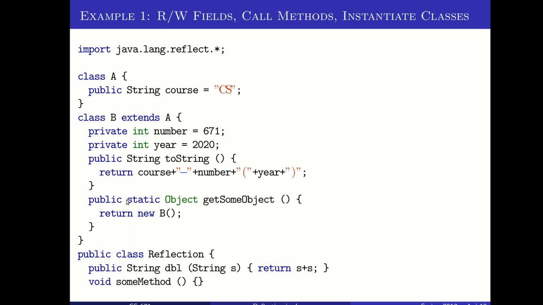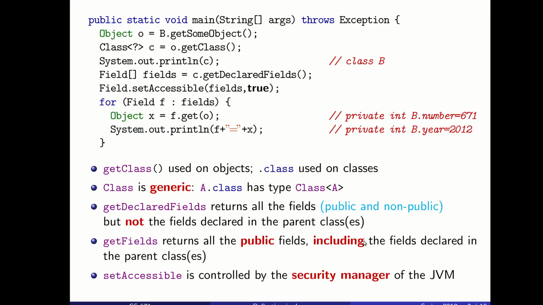It's a static method, so it belongs to the class B, not to instances of B, not to actual objects of type B. And then we have this reflection class that we are writing. This is not a built-in Java class. This is something we're writing to mess around a little with reflection. It's got a method that will double a string. If you give it a string, it takes that string and gives it back double, twice its contents. And then it's got this basically empty void method here, just called SumMethod.